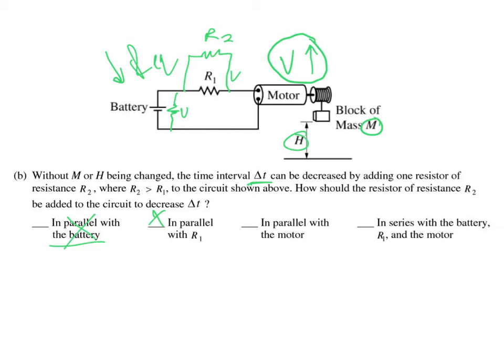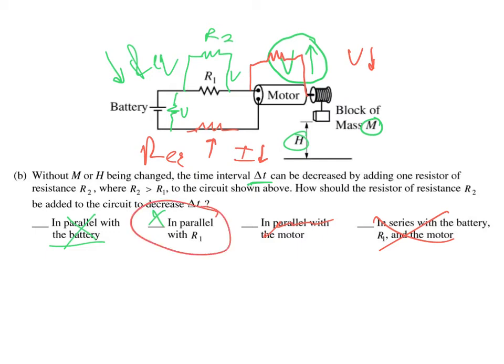But let's go ahead and, for our sake, just double check everything else. What about in parallel with the motor? Well, if it's in parallel with the motor, it's going to get the same voltage drop as the motor. It doesn't actually affect it again. And then what about in series with the battery? Let's just say we add another resistor. It doesn't really matter where. Well, then the equivalent resistance in this case is going to go up, which will make my current go down, which will make my voltage drop go down. So this one doesn't work either. So in parallel with R1 is our correct answer right here.